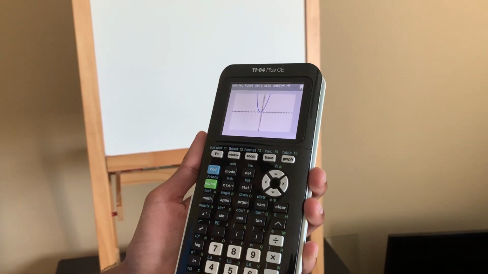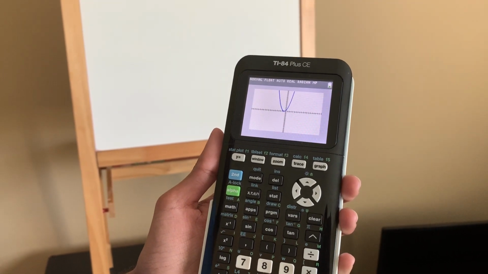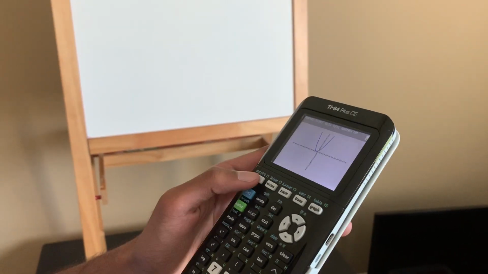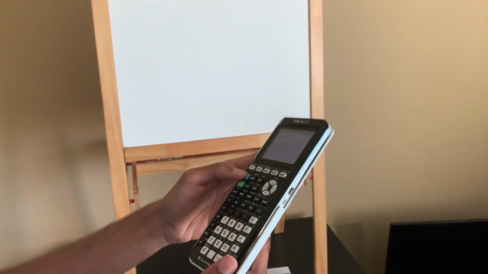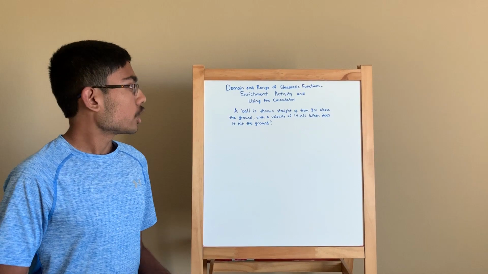Using this, we can find out that our domain is all real numbers and our range is y is greater than or equal to -1. That's how you're gonna use a calculator to solve domain and range for quadratic functions. So now let's start on our enrichment activity.